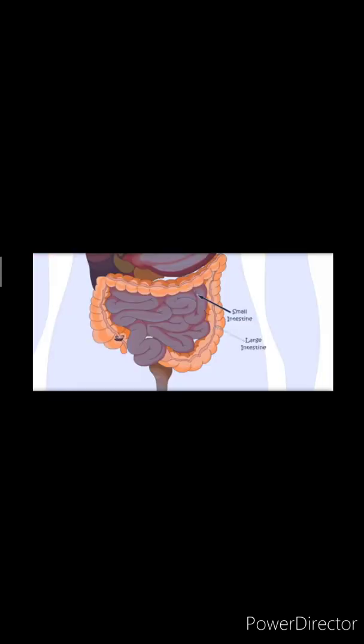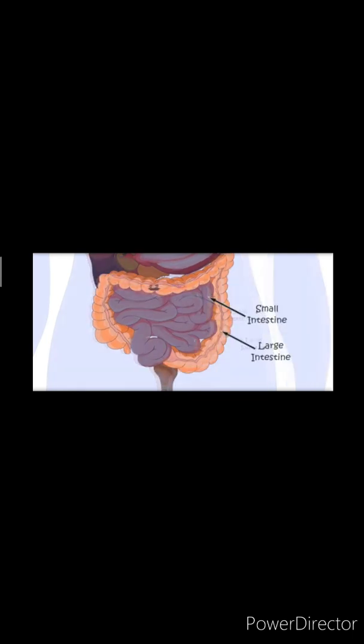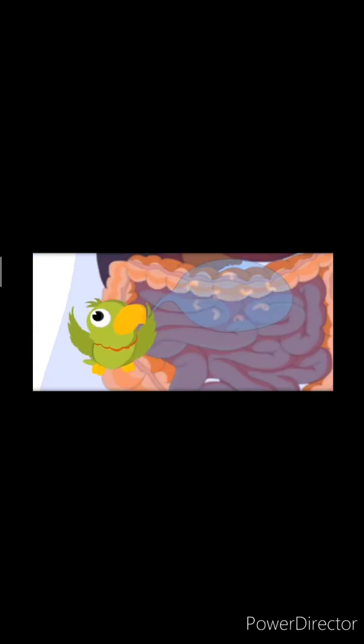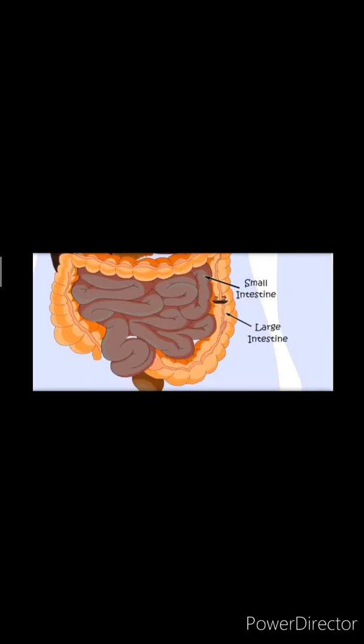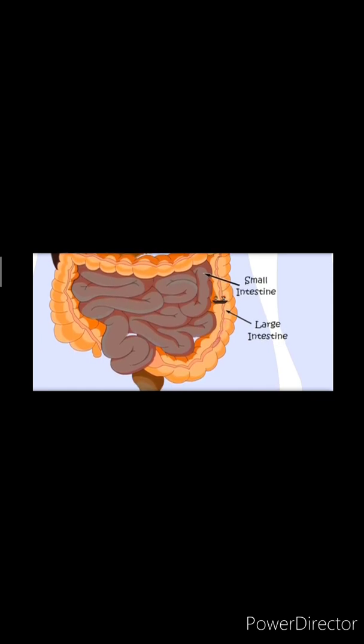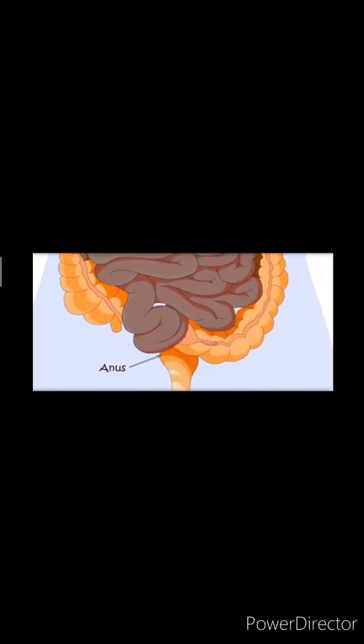Now we are entering the large intestine. The large intestine basically absorbs water from the food. Water which is very important for the digestion. Okay, so walls of the large intestine absorb water from the food. Now the body waste which the body doesn't need will go out through the anus. From the anus, food waste goes out.